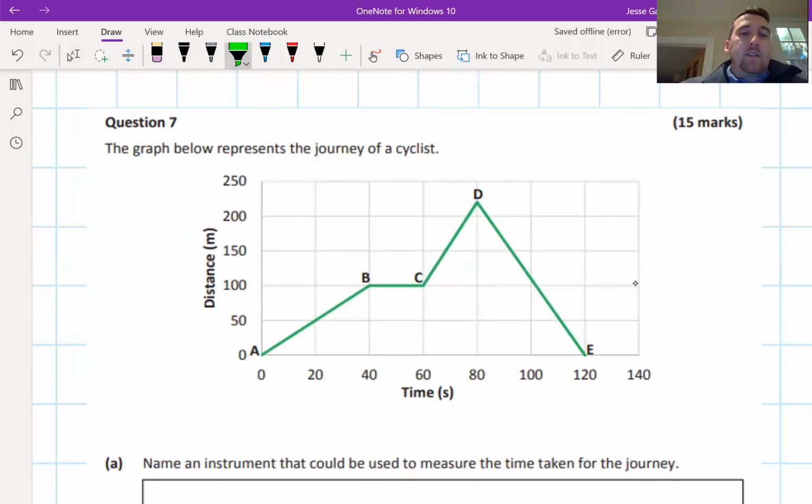Okay, so what does it say? It says the graph below represents the journey of a cyclist. A reminder, this is a 15-mark question, so we've got about 5 minutes for this. So we're showing the journey of a cyclist, and we've got different points along the way. Let's just look at the axis first of all.